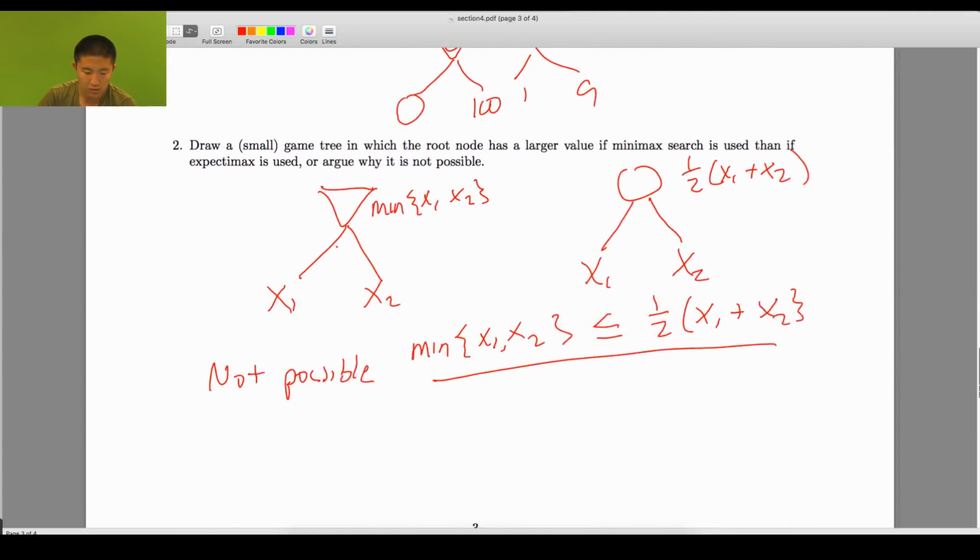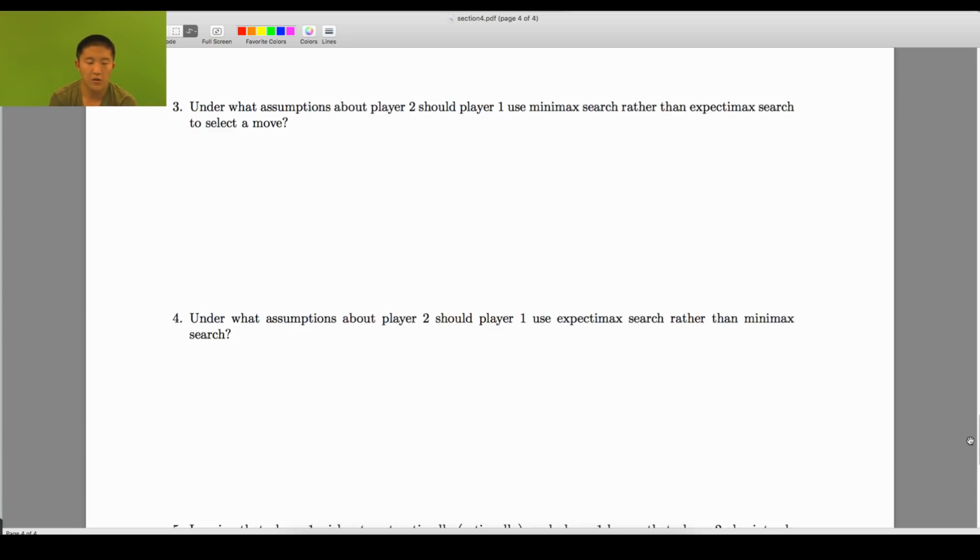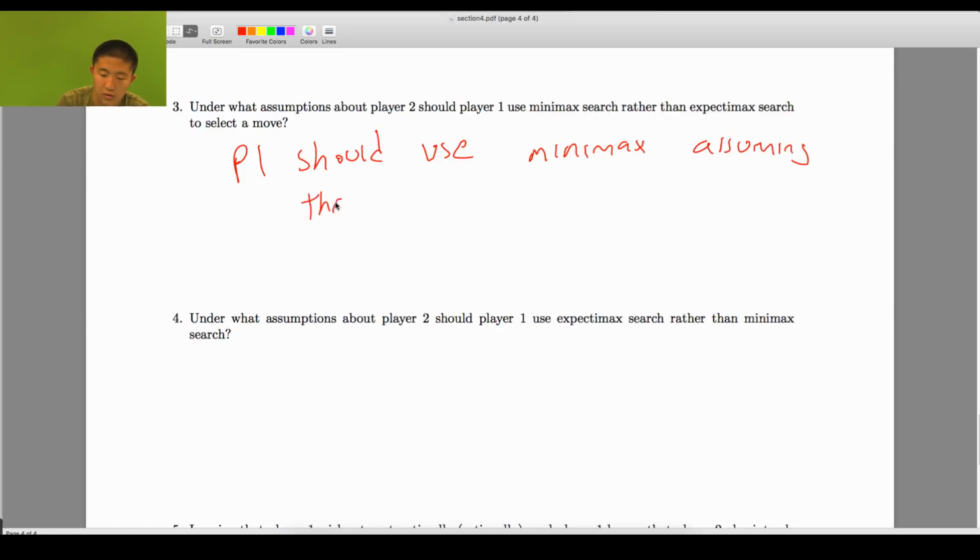Okay, looking at number 3. Under what assumptions about player 2 should player 1 use minimax search rather than expect_max search to select a move? So player 1 should use minimax, assuming that player 2 is playing optimally, in the sense that player 2 is choosing the action that always minimizes player 1's goal.